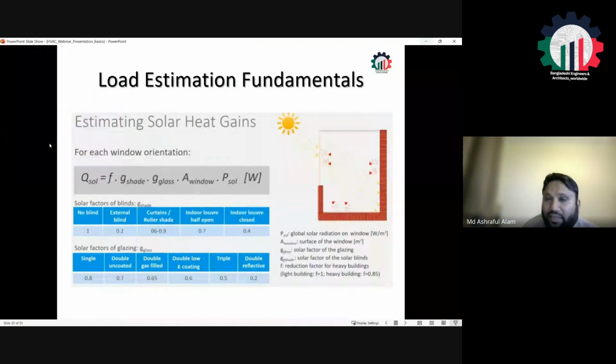And this one is load estimating solar heat gains. Most of us, when we first look at a site and think about the building orientation, this is one of the most important points we need to take care of: in which direction the building is oriented, so that the solar heat gains are considered during the design phase.